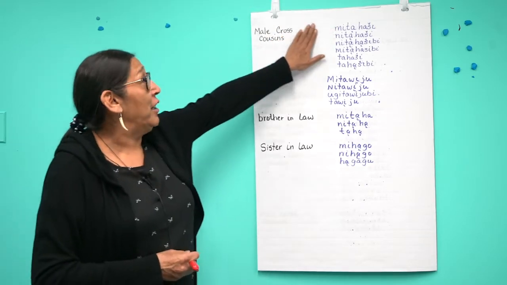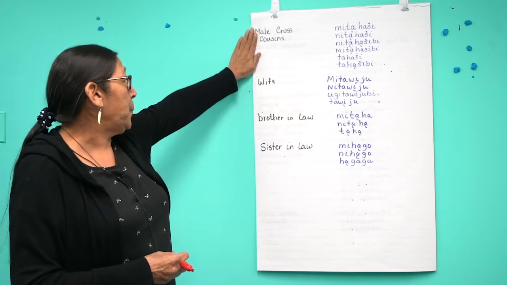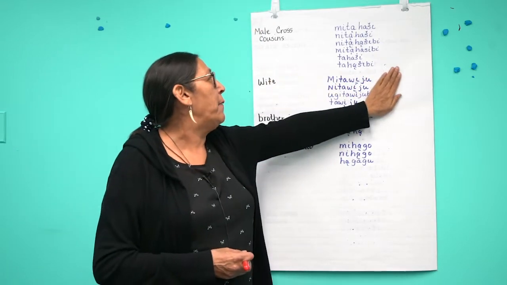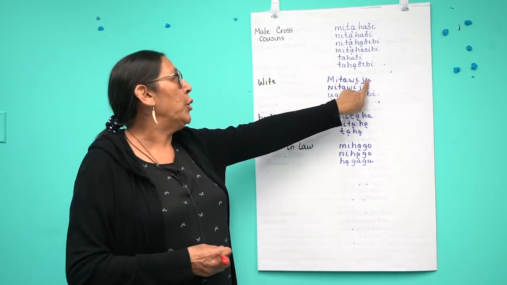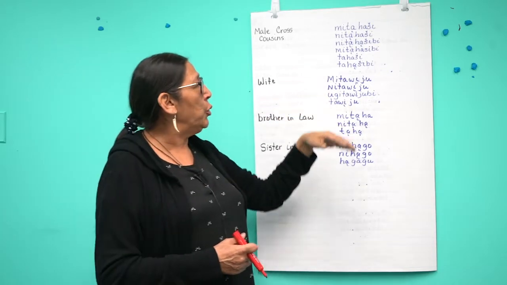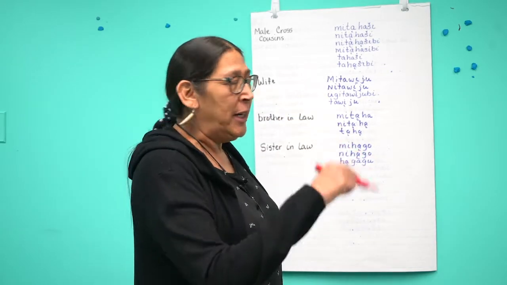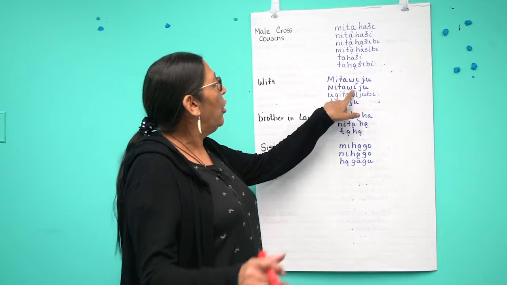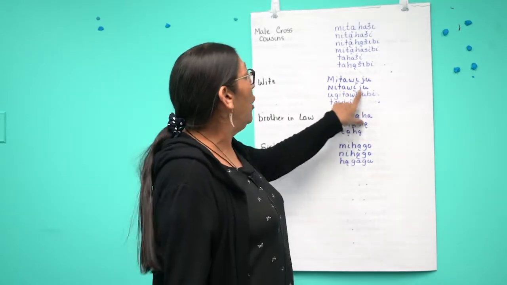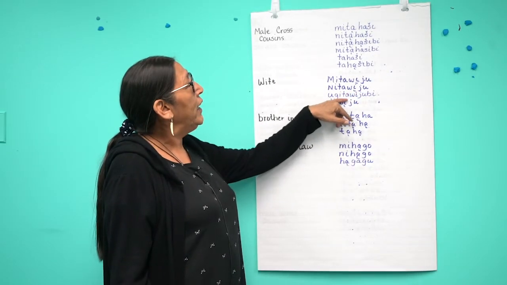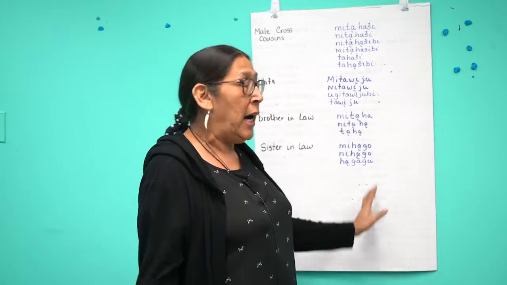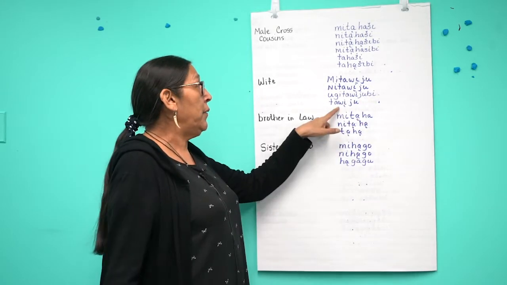Okay, those are all your male cross cousins. Now let's move on to my wife. Mitawinju, that's my wife. Nitawinju, is that your wife? Nitawinju. Ungitawinju, our wives, and his or her wife, tawinju.